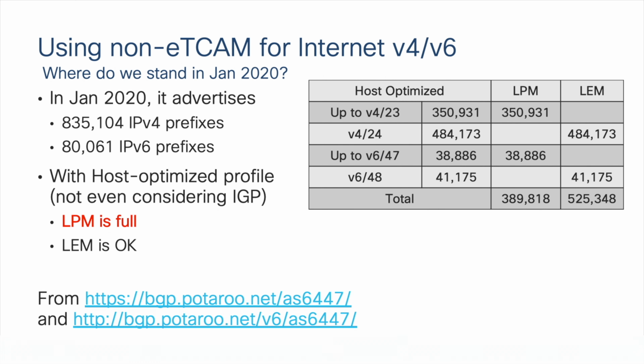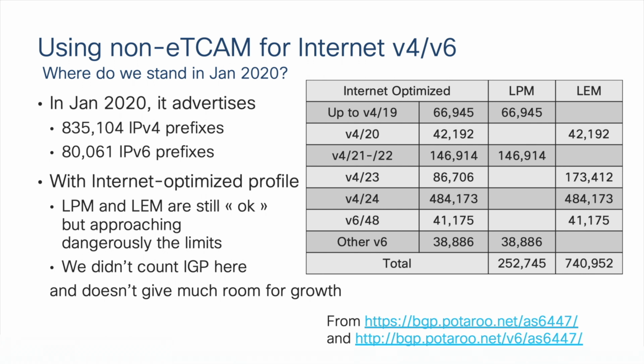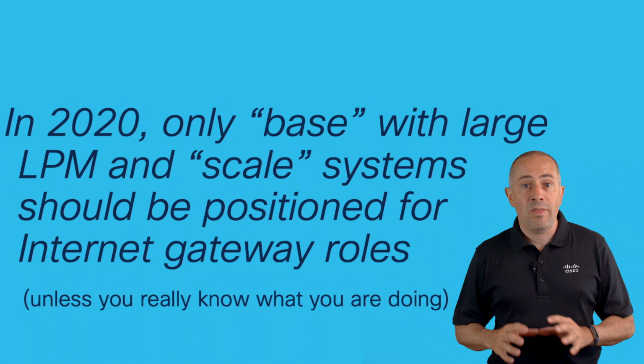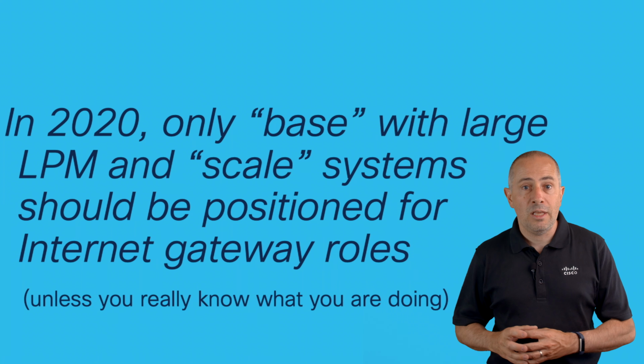Let me show you why we don't recommend these line cards with current internet distribution. I took a snapshot of the internet size in early 2020. On this particular autonomous system, we can see 835,000 IPv4 prefixes and 80,000 IPv6. With the default host optimized mode, it's already exceeding the LPM capacity. With the Internet Optimized mode, we are getting dangerously close to the limit. That doesn't even count what you have in your IGP or MPLS or multicast. My recommendation is simple. Just don't use systems without eTCAM or without large LPM if you need to route the full internet view.